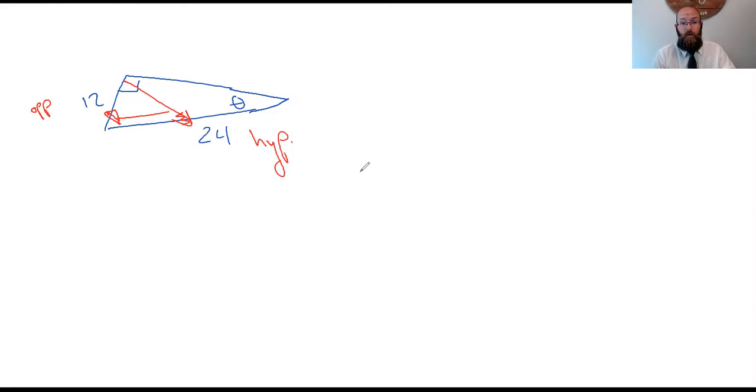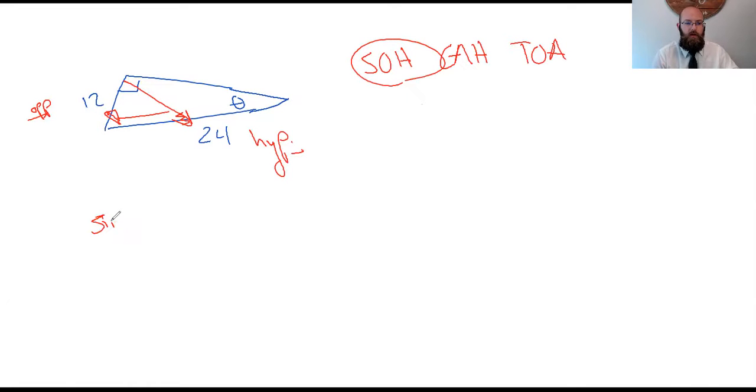Now I need to figure out which trig function uses opposite and hypotenuse. So SOH, CAH, and then TOA. So which one does it? Well, sine. Awesome. I love sine. It's just the cool one. So sine theta equals opposite over hypotenuse. Opposite of my angle is 12. Hypotenuse is the 24. Oh, that actually simplifies to 1/2, doesn't it?